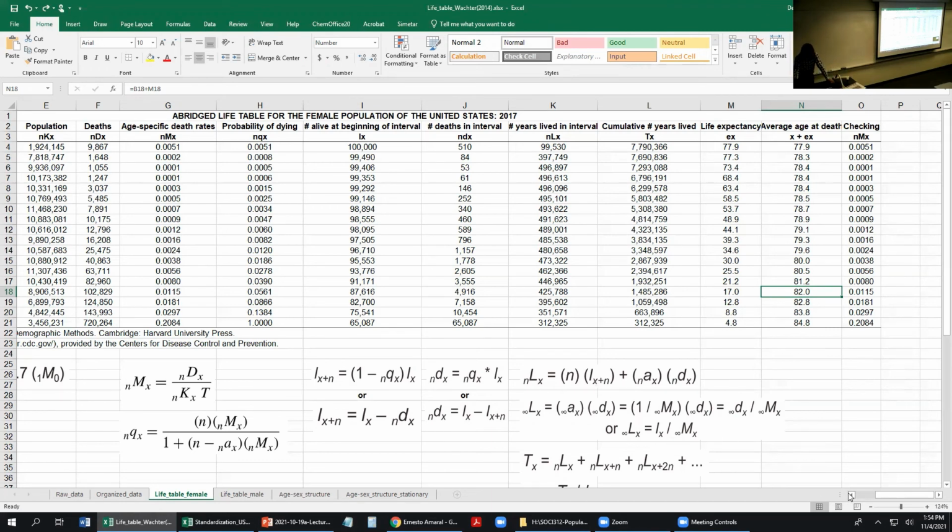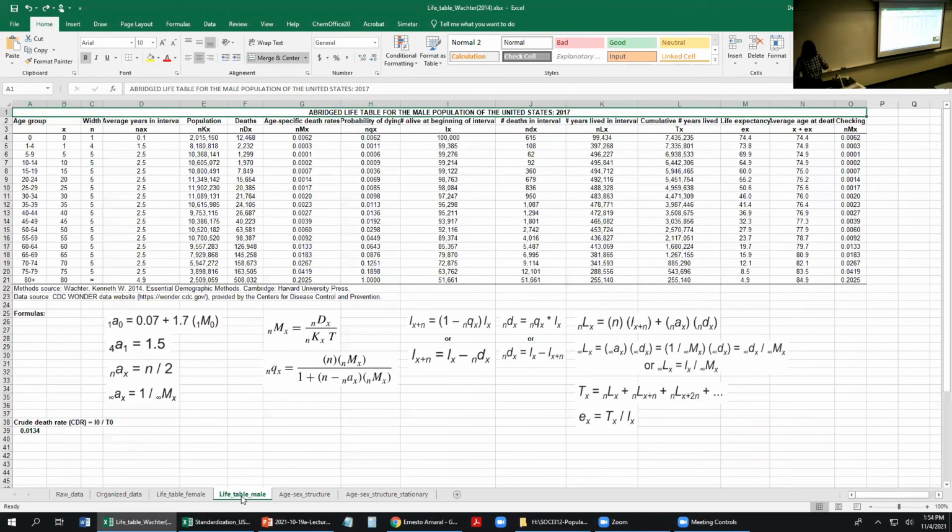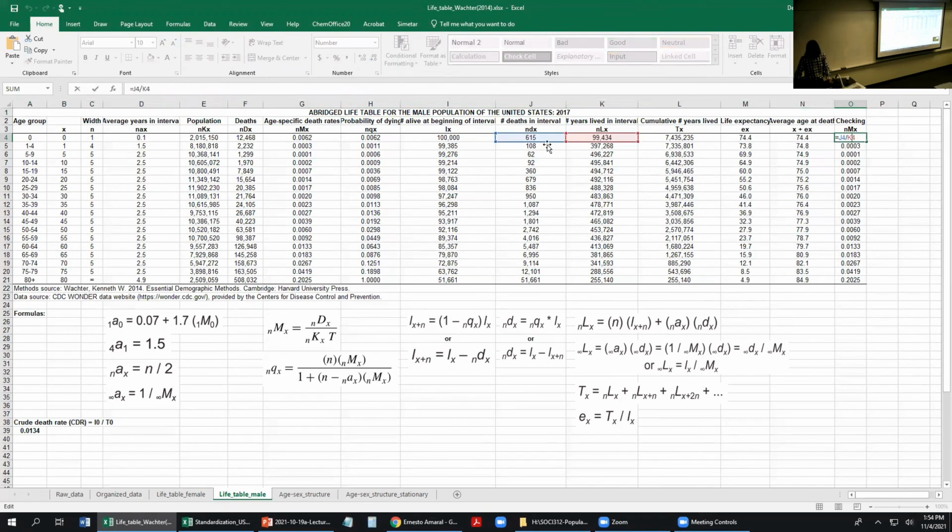So this one here is for women. This one is the same exercise for men. One other thing that we have here at the bottom, this column here, is just to check if we did the calculation correctly. Just dividing the number of deaths by the big LXN, this number here is the same as these numbers here. And the crude death rate, what is the crude death rate that we calculated before?